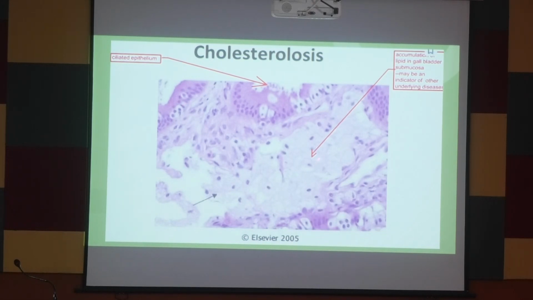These are the nuclei of the cells, and the nuclei are dotted. Okay, the blue dots are nuclei and the cytoplasm is foamy and containing lipids. So this is called cholesterosis.